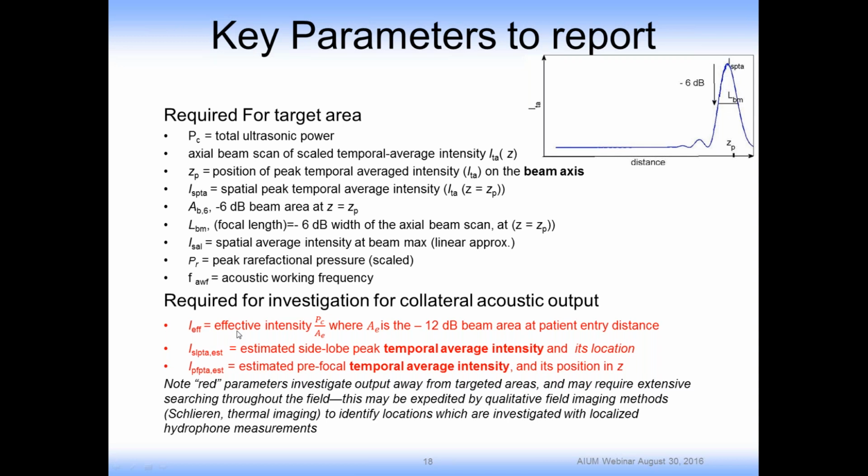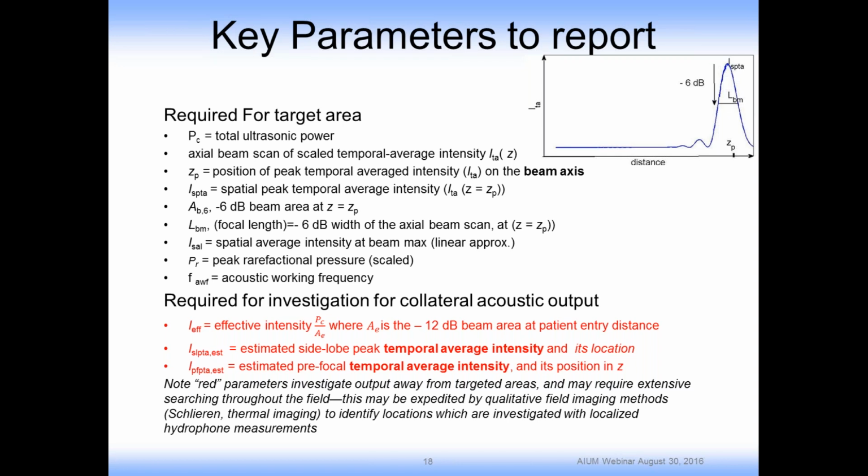So first of all, there is an effective intensity, which is just the average power divided by the area at the place where the beam enters the patient. There is also, as I mentioned, the possibility of side lobes, that is areas of high intensity away from the beam axis. That and its location are required to be mentioned, basically the second highest peak in the intensity field.